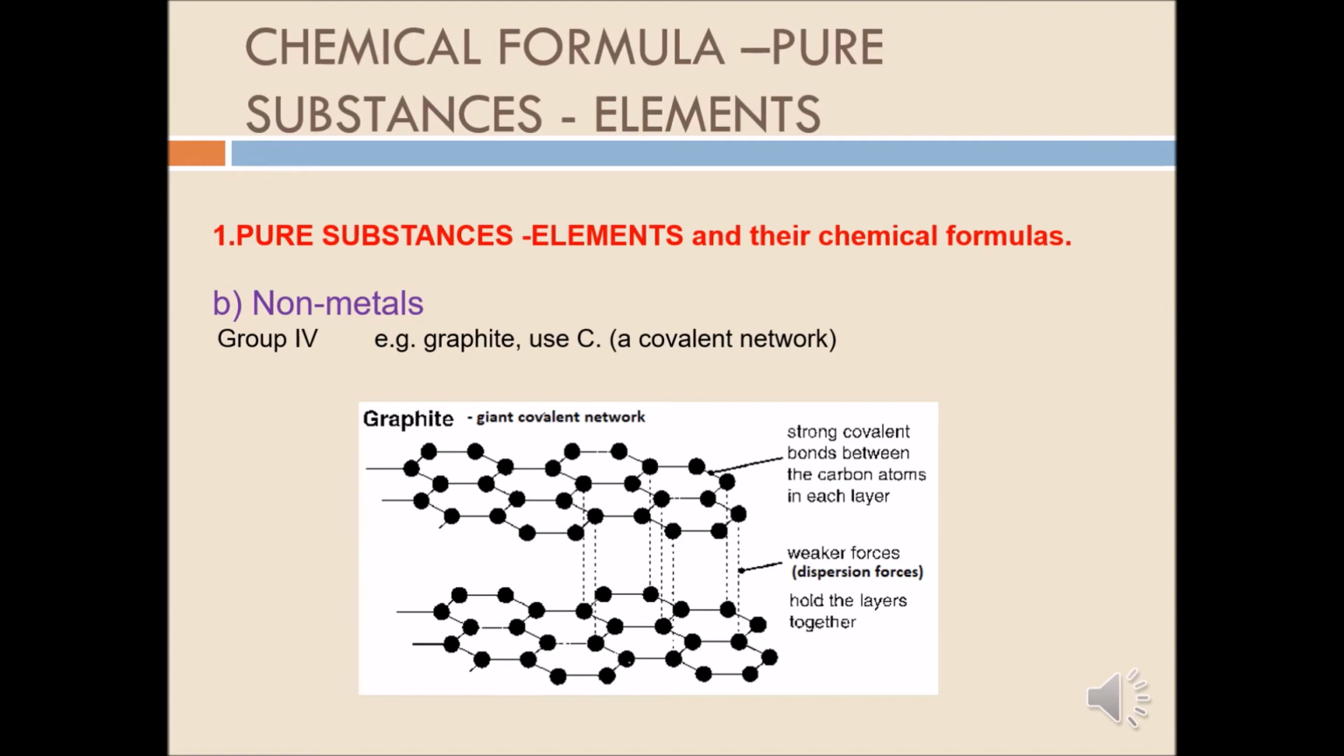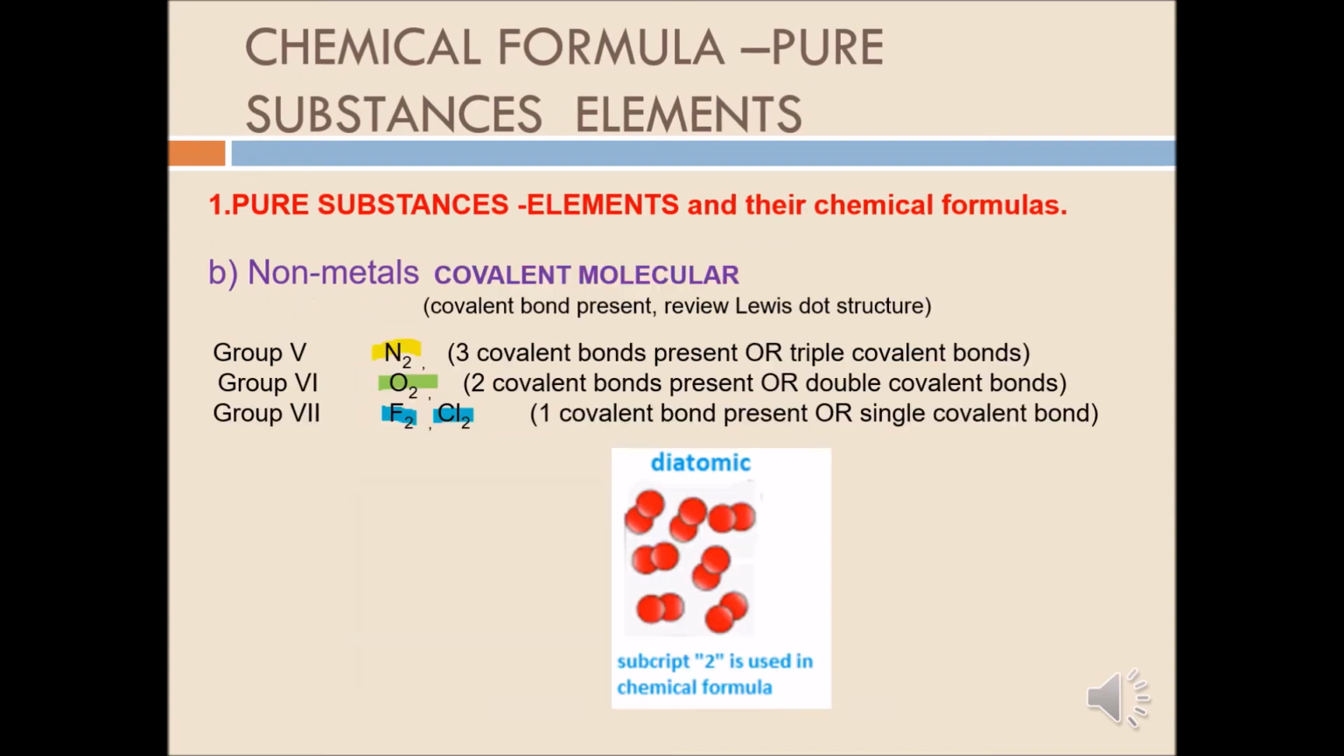Another group of non-metals is group 4 elements, such as graphite. Even though it's a covalent network, the smallest atom is still a carbon atom. Therefore, we use C. And the next group of non-metals are the covalent molecular elements.